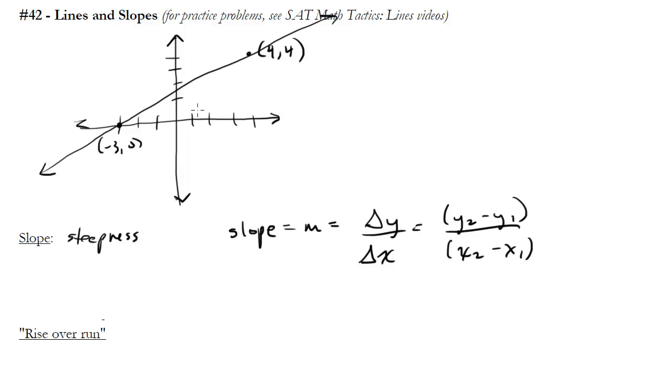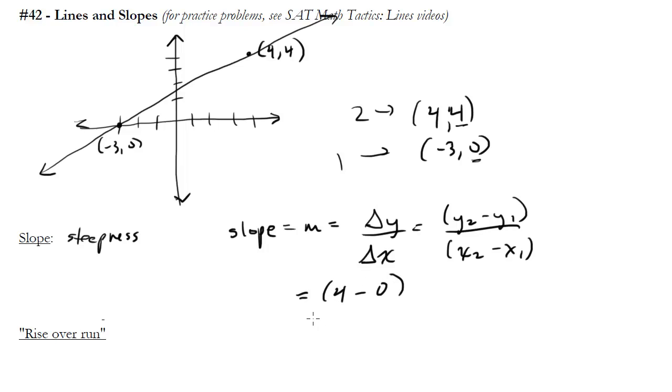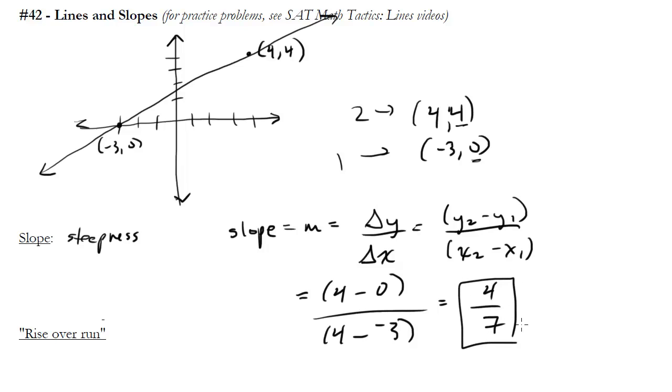So let's find the slope of this guy. We have 2 points. We've got 4, 4, and we've got -3, 0. So we'll call this our point 2, we'll call this our point 1, and make our substitutions. So in this case, y2 is going to be 4, minus y1 is 0, over 4 minus -3. So I'm going to get 4 over 7, and that would be my slope for this particular line.